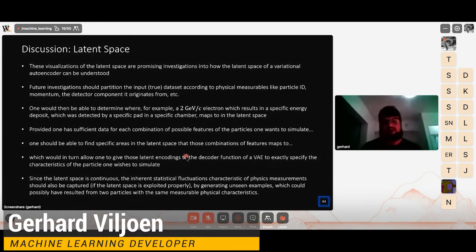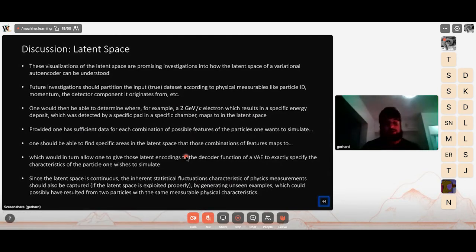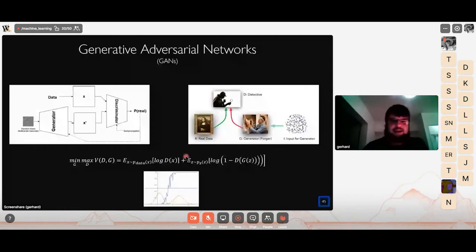And since your latent space is continuous, the inherent statistical fluctuations that are characteristic of physics measurements should also be captured if your latent space is exploited properly. So then you can generate unseen examples which could have possibly resulted from those particles. Two particles with exactly the same measurable physical characteristics can actually result in more than one kind of signal being produced. And you can model those statistical fluctuations using something like a VAE.